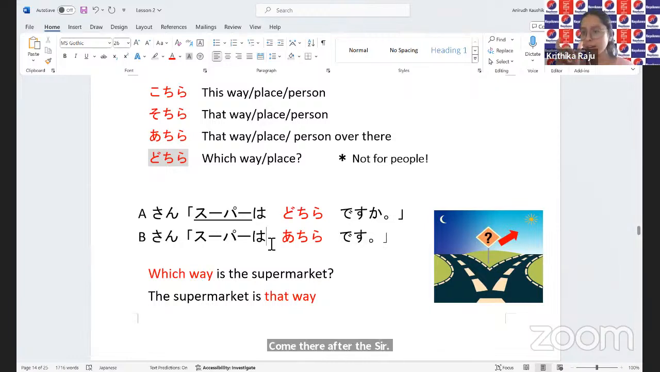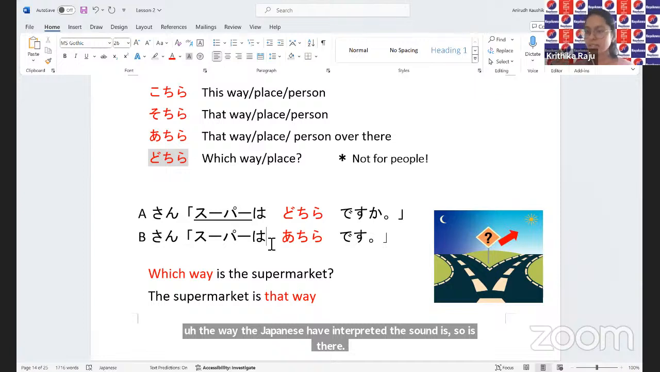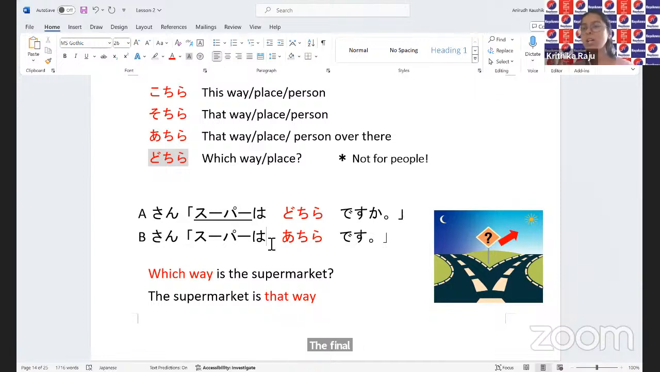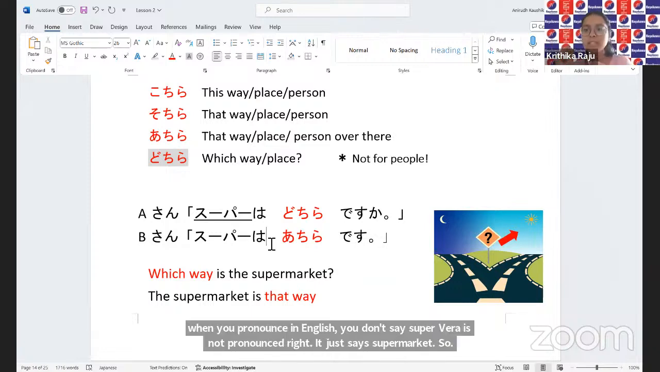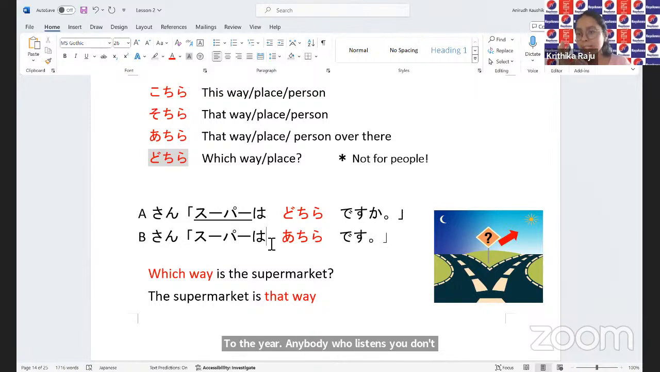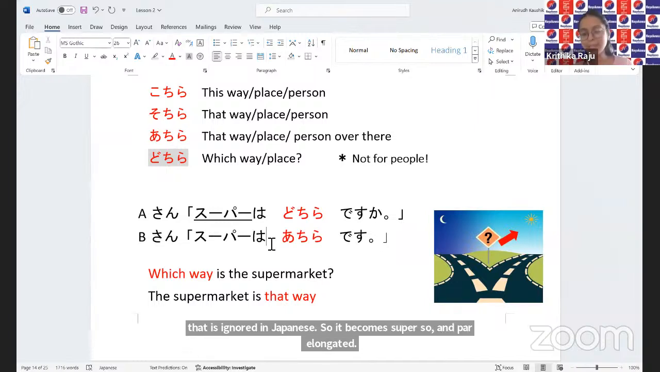So the word is supermarket. You've taken the first part of the word, super. And the way the Japanese have interpreted this sound is su is there, pa is there. The final ra is sort of treated as a silent sound. Because when you pronounce in English, you don't say super. The ra is not pronounced. You just say supermarket. So to the ear, anybody who listens, you don't perceive the ra sound. So that is ignored in Japanese. So it becomes super. So the two sounds su and pa are elongated. That's how the word has come. Arigato.